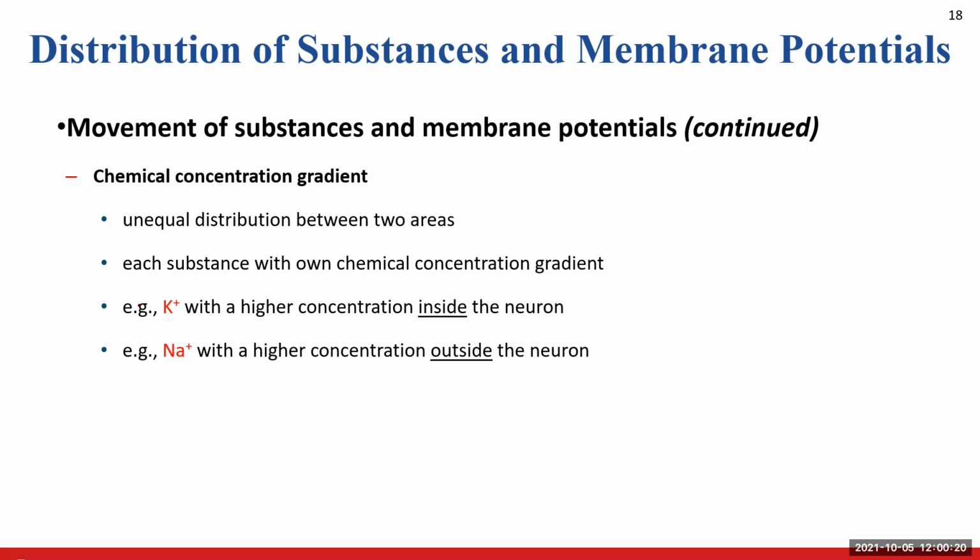What are the two areas? Inside the cell, outside the cell. And what do we want to see? We're going to see how each substance is going to start to generate its own chemical concentration gradient.